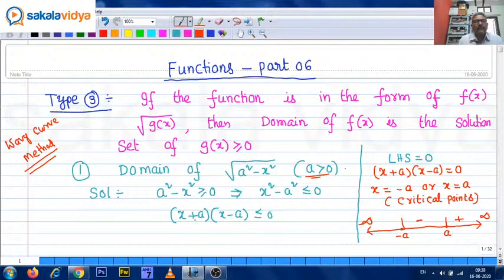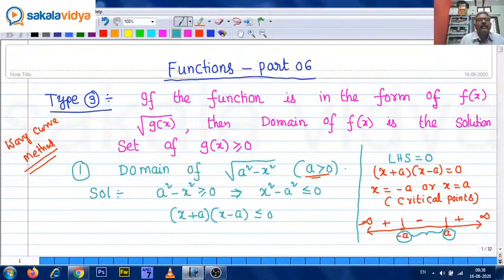Now check the power of x plus a. This is also odd. This becomes plus. So we need to check here less than 0. Less than 0 means negative. Negative means we need to consider from here to here. And also one more thing, this a is included. Minus a is included and a is included.